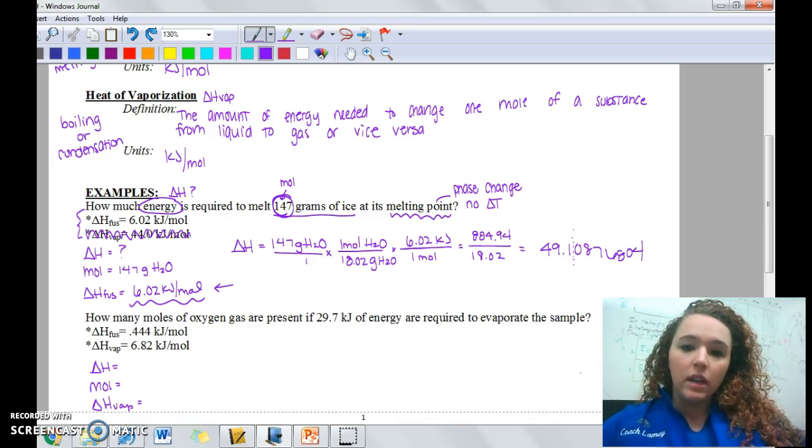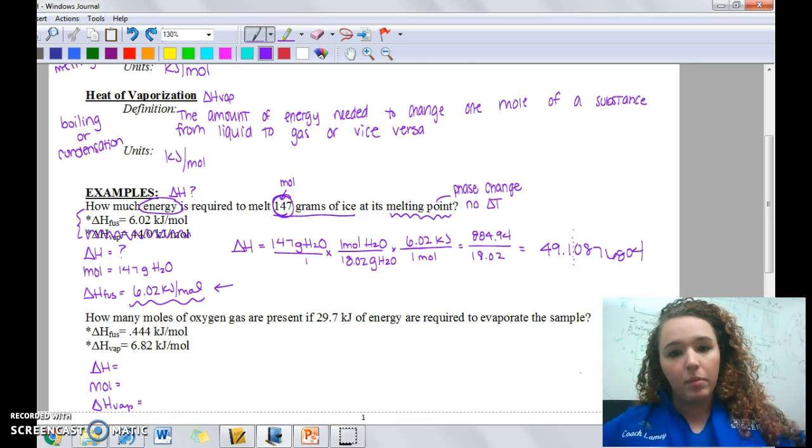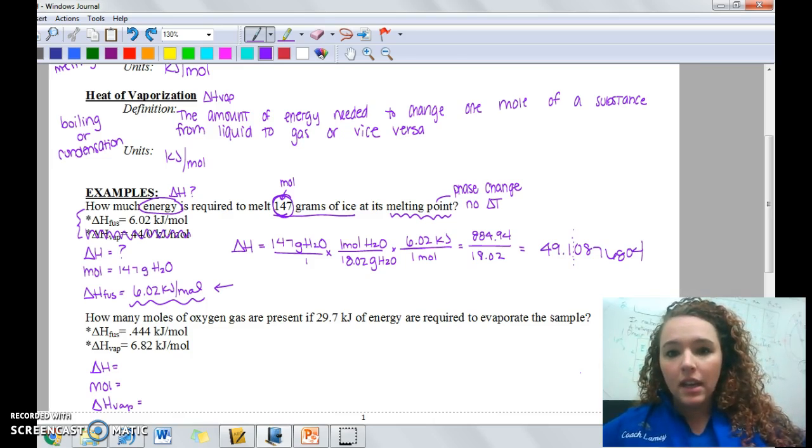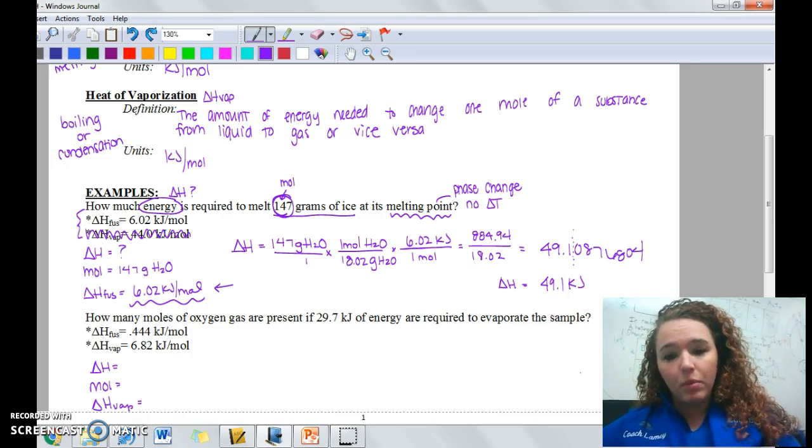We don't use the delta H of fusion or the delta H of vaporization for our significant figures because those aren't measurements that we would make. Those are measurements that were made by scientists and agreed upon, so we don't use that to limit our significant figures. So I drew my little line after 3 significant figures. So my final answer becomes 49.1 kilojoules.